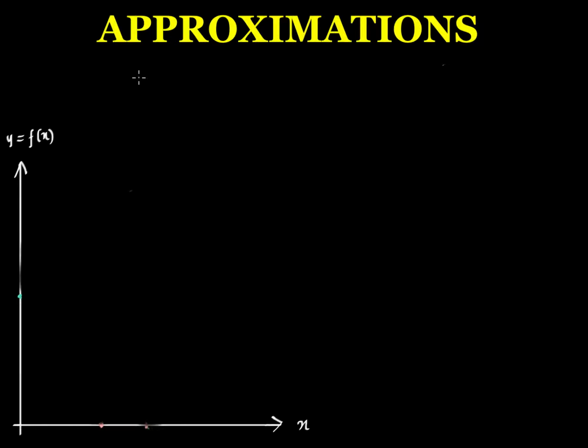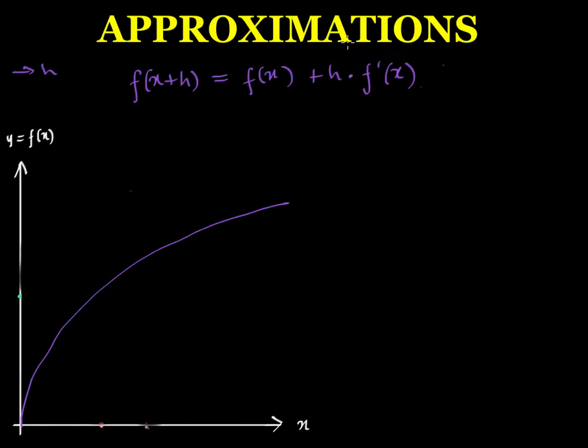So this was the formula: f of x plus h, let's just say h is the distance moved on the x-axis, is equal to f of x plus h times f dash of x. And this helps us tremendously, because let's say we have a function like this. Now this is the root x function, which is ever increasing. It's always increasing, because as x increases, of course, root x has to increase. So this is our root of x function.